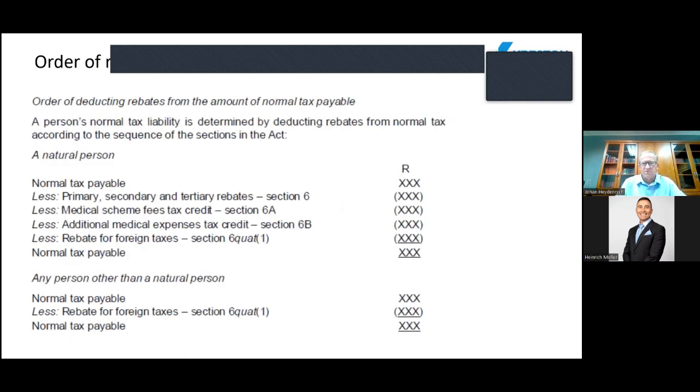All right, from a priority perspective, if you're a natural person, the 6 and 6 quad rebate ranks last. So you first do your primary, your medical scheme, primary and judicial medical scheme, then that's your taxes. And then based on that taxes, you do your calculation of foreign taxes. Under any companies or so, you do not have those primary rebates and things. So obviously you just have your normal tax payable, and you have this single rebate that you calculate.